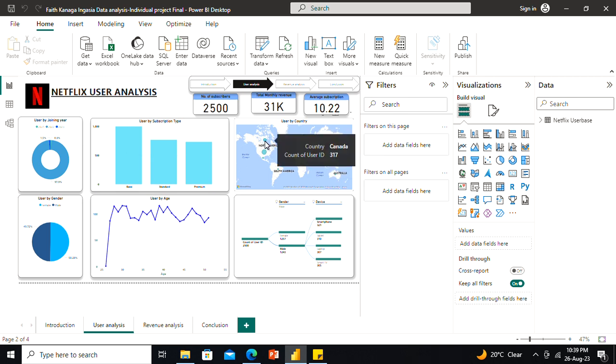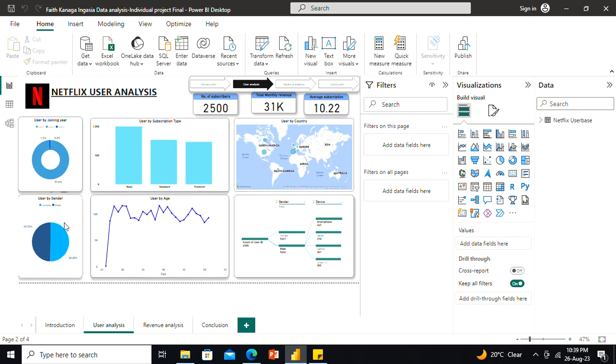And one interesting thing about this data is that out of the 10 countries, 7 countries have an equal distribution of 183 users. For example, there is a country here, Brazil, 183. There is one here in Australia, 183.